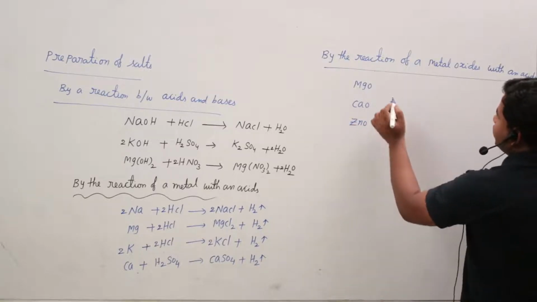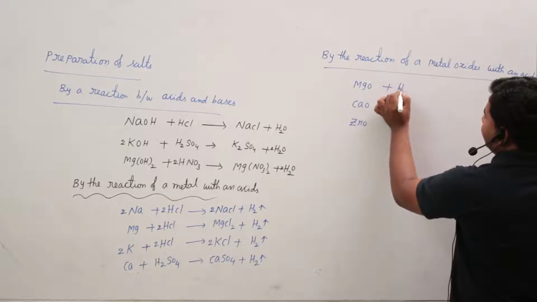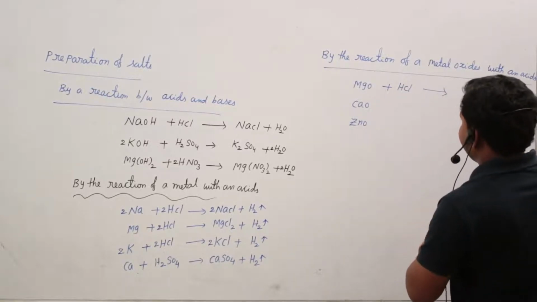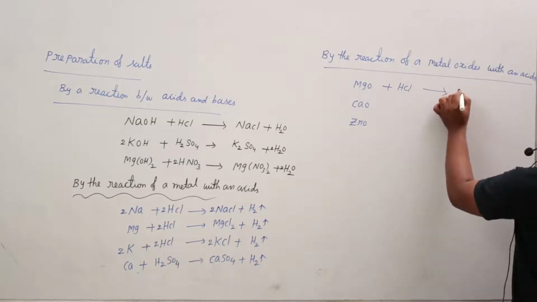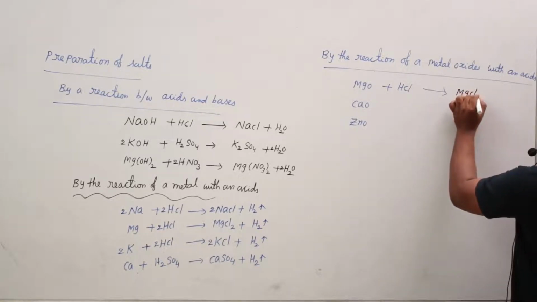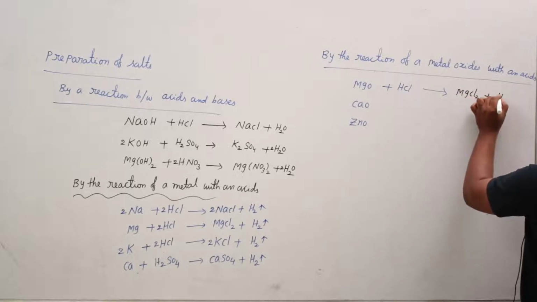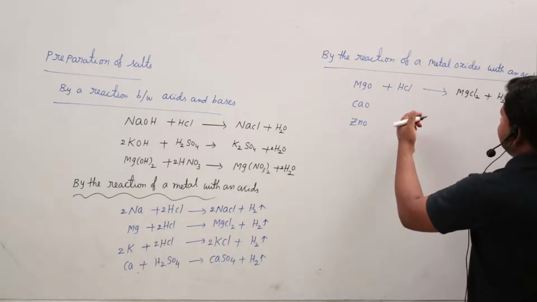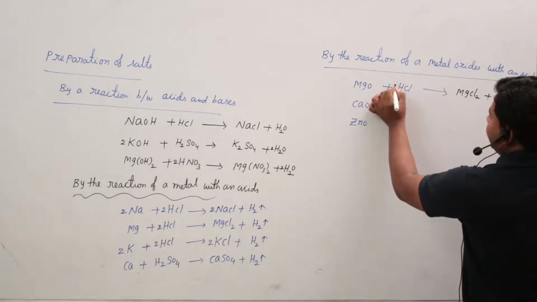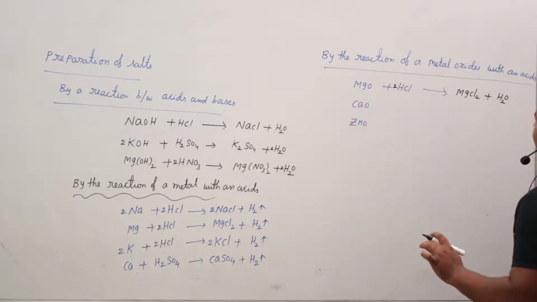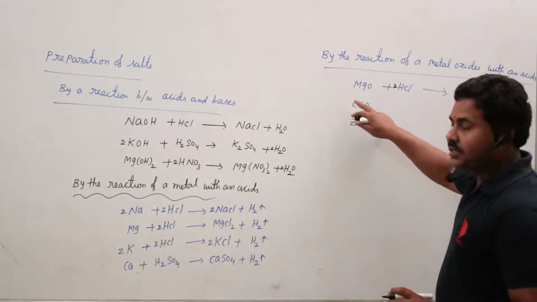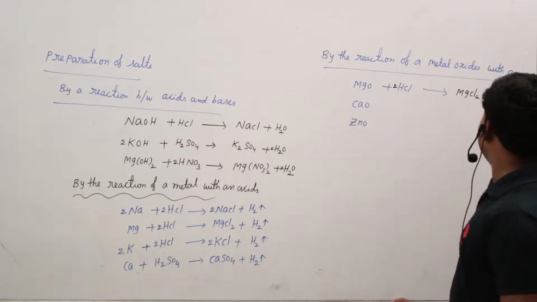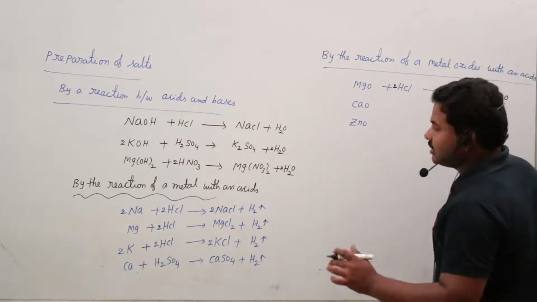Magnesium oxide is reacted with hydrochloric acid to the formation of magnesium chloride. Magnesium chloride formula is MgCl2 and water is produced. How to balance this equation? Now we can take HCl in front of, now we can apply 2. Now the total equation is balanced. Mg balance, 2Cl balance, 2H balance, 1 oxygen balance. Now the total equation is balanced.